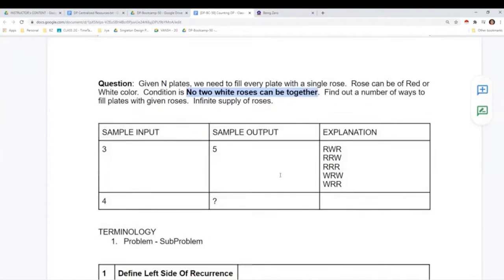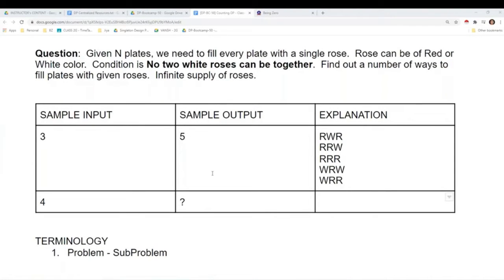So if you observe here, if there are three plates, on the first plate you can put a red rose, on the second plate you can put a white rose, and on the third plate you can again put a red rose. If you look at all these arrangements, there are a total of 5 arrangements. In a similar way, can you work out how many ways you get if you have 4 plates? Work it out in your notebook, and once you have calculated the answer, type it in the chat. How many ways are you getting if you have 4 plates?